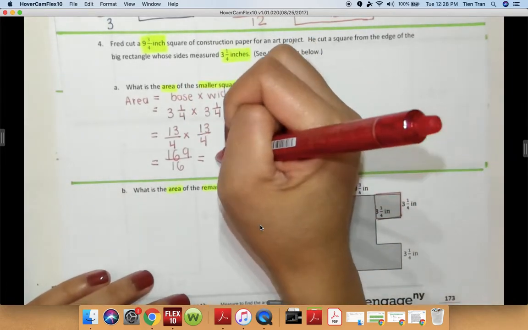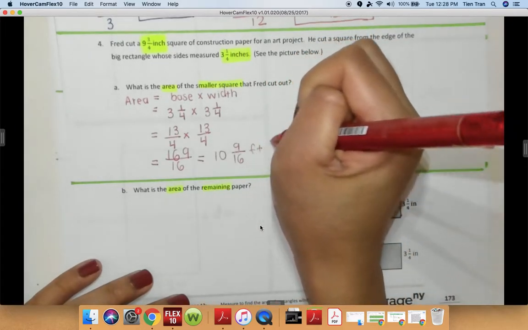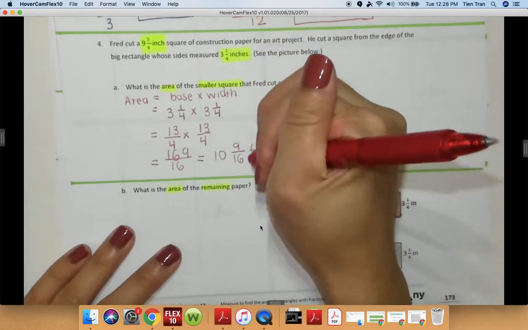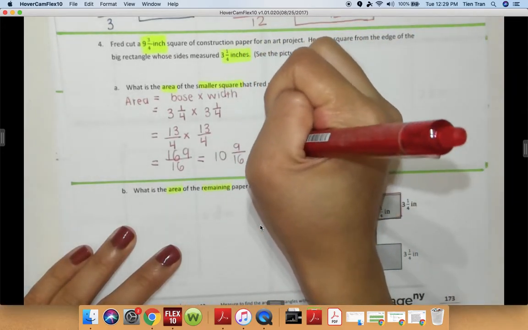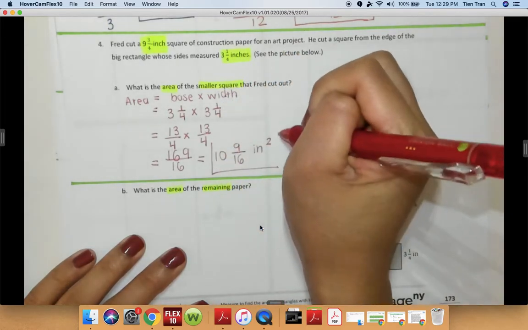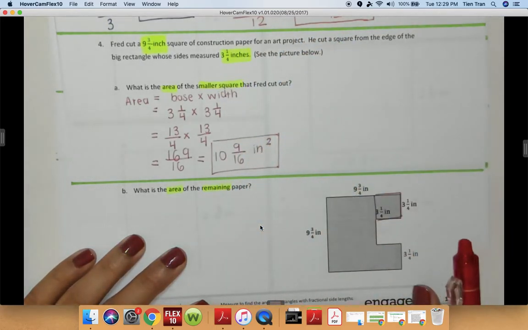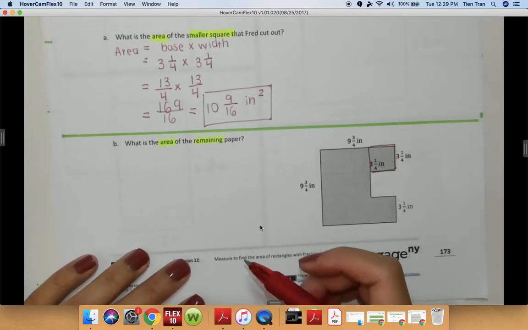So I'm going to write that down. 10 and 9/16 inches squared. I need to make sure my units are correct. Inches squared. So that is my area. I'm going to box that so you guys know that is the answer. And now I'm going to move on to the next problem, which is problem B.